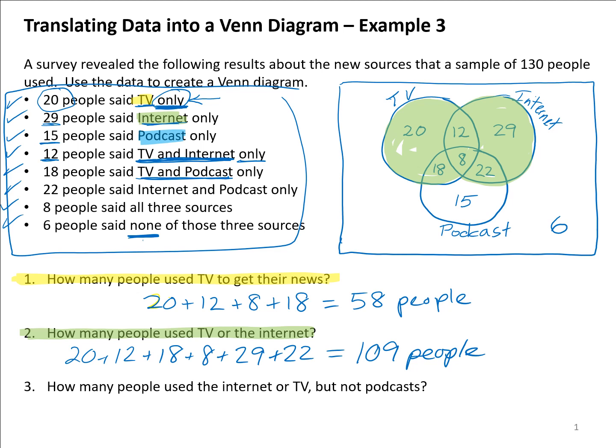Question 3. How many people use the internet or TV, which is basically what we talked about in problem number 2, but now I'm saying, but not podcasts. So I want to exclude podcast values. So if I want to exclude the podcast value, I want to exclude the overlap these things had with podcasts. So I come up to where the podcast circle is and eliminate the values where we have the podcast. So now if I look at what's left, I have just the 20, the 12, and the 29. So that's a total of 61 people.